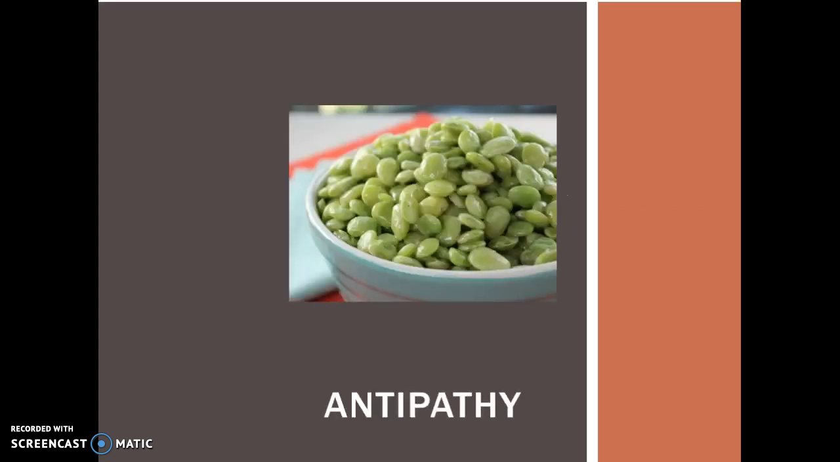Our first word is antipathy. Antipathy. It's a noun. The accented syllable is the second syllable. It is a strong dislike or a hostile feeling. And I put a picture there of lima beans because I really don't like lima beans. So I have a strong dislike for them. Synonym is hostility, and the antonym is attraction.